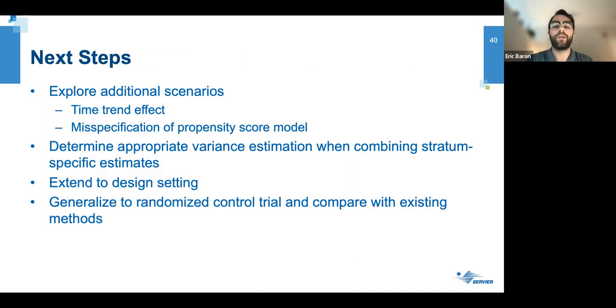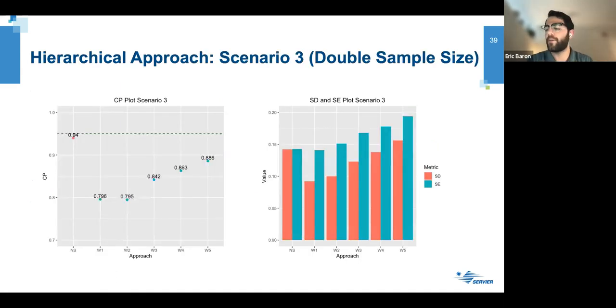So to recap our scenarios, what we notice is, one, our hierarchical approach tends to have lower bias within all the approaches. Specifically in the hierarchical approach, but in general, we see as we put more and more weight on the third stratum, our bias tends to decrease. Our coverage tends to increase due to the fact that we're putting more and more weight on the third stratum. And still, we notice that with all approaches we observe undercoverage.